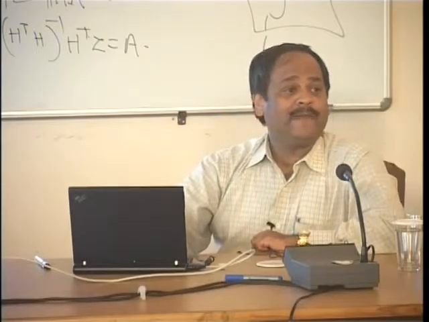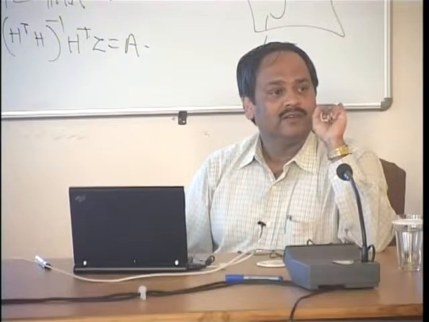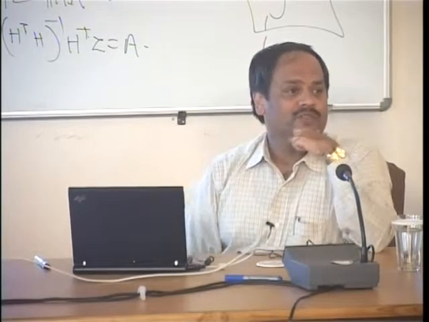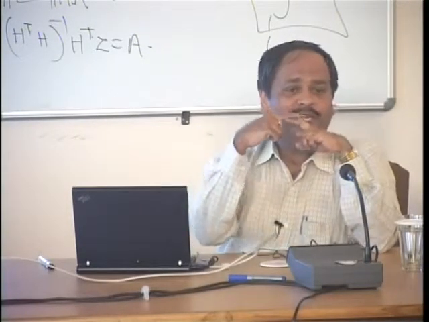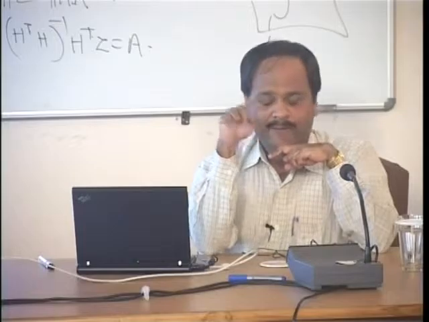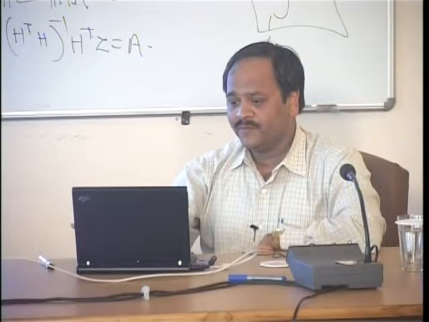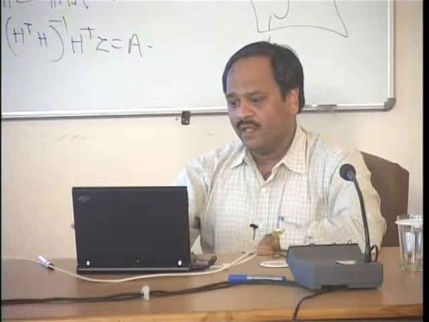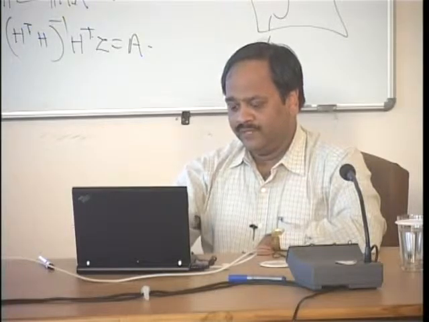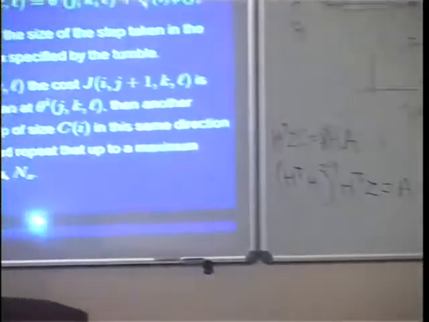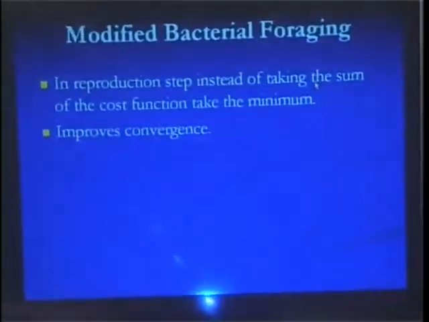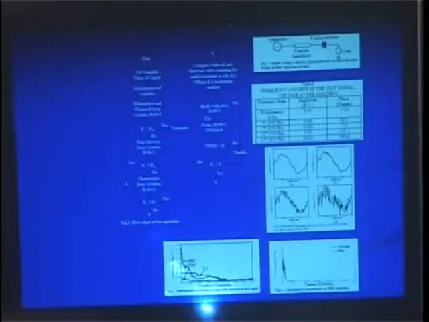I propose a fuzzy bacteria foraging. I introduce fuzziness in the optimization algorithm, where basically the C value which I have told, one C value, if you correctly remember, this one.